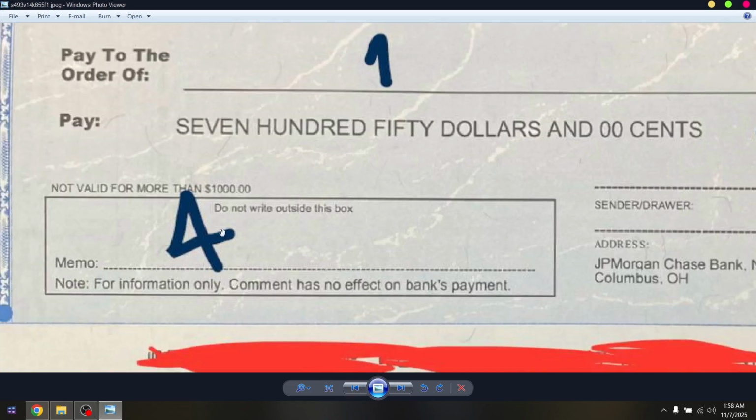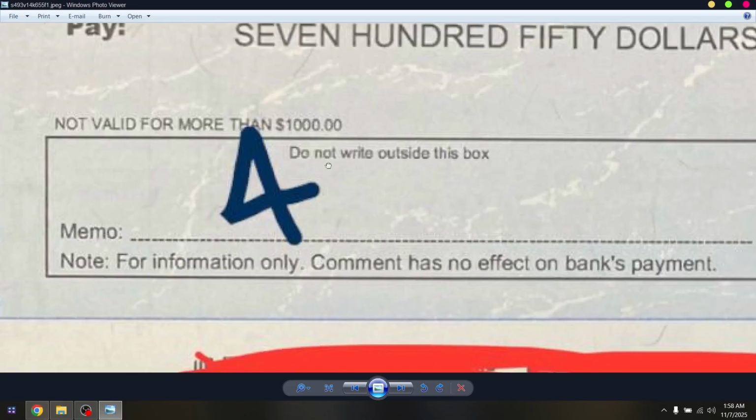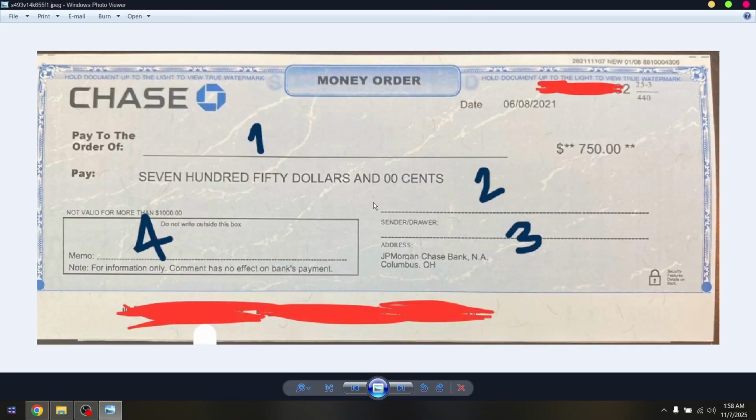So lastly, number four is the memo. This is just additional information on what the payment is all about. For example, this is for rent. This is for paying for a loan or something like that. And that's it. That's basically how you fill out Chase money order.